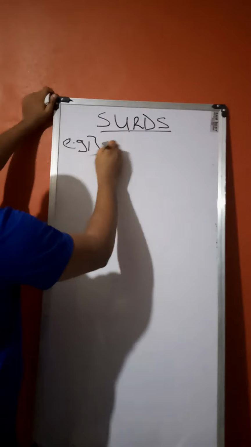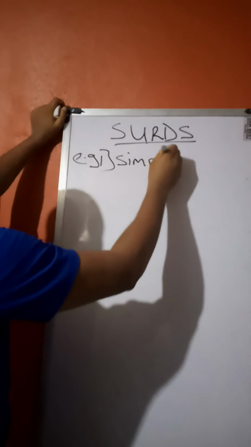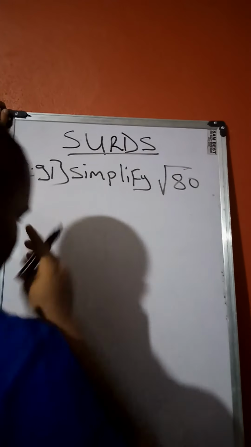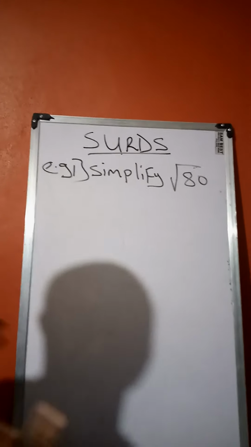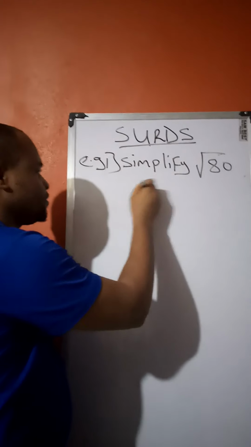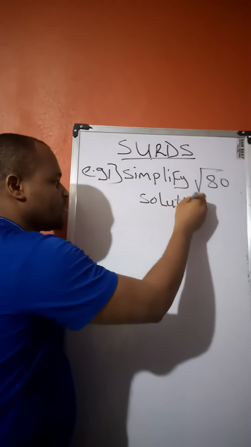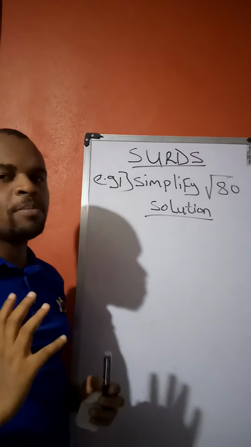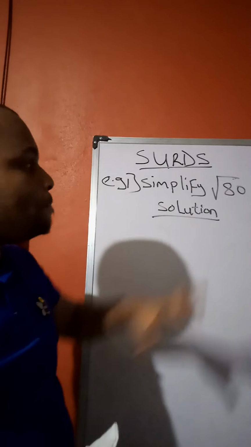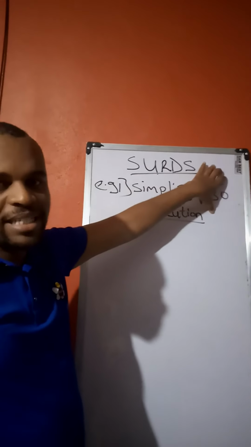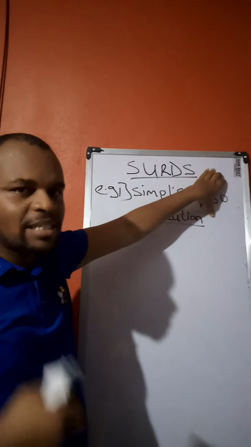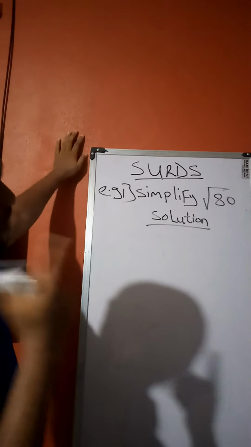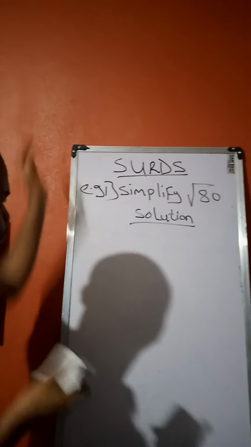Alright, example 1: Simplify root 80. Solution. In simplification of surds, the first thing that needs to come to your mind is: is it possible for me to have a perfect square inside the surd that is given to me? Remember, I explained the perfect square in our last class. Now, let's look at 80. Can I have a perfect square in 80 will be my first question.